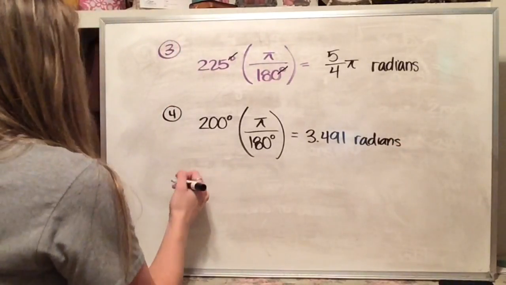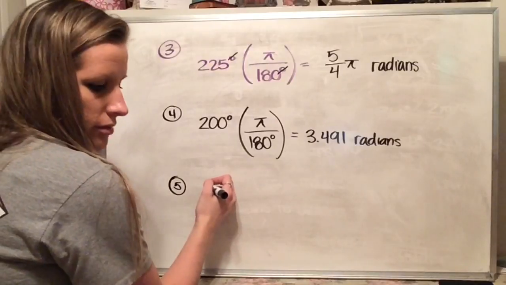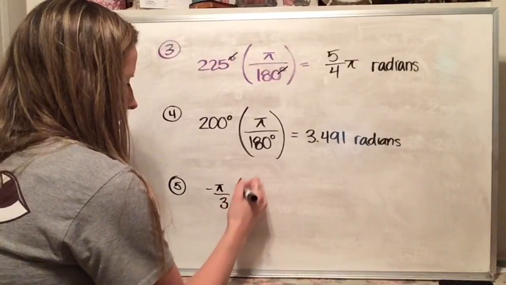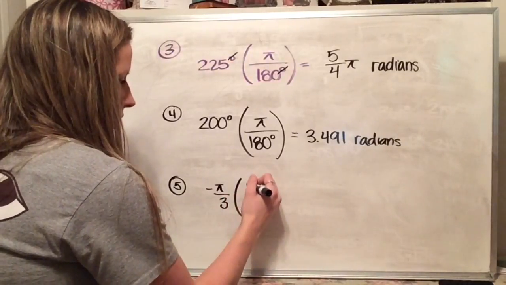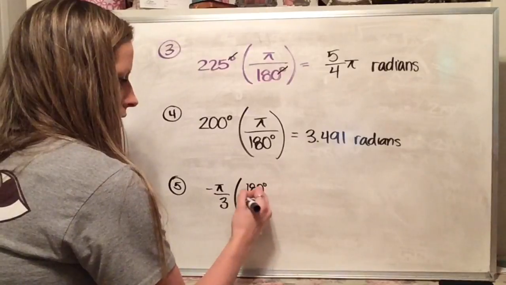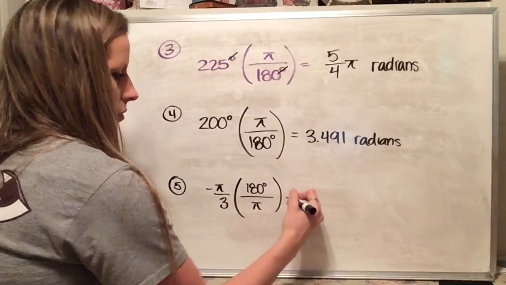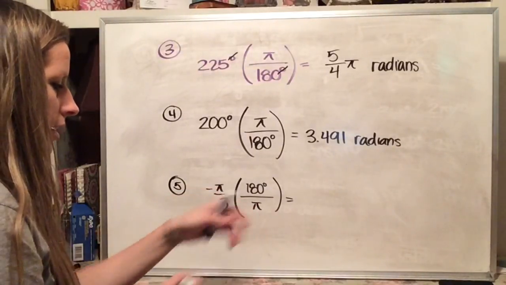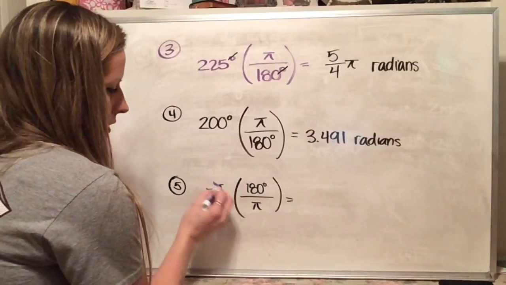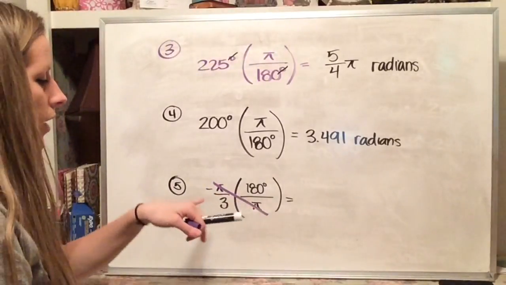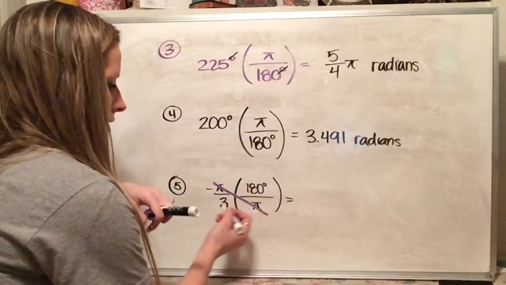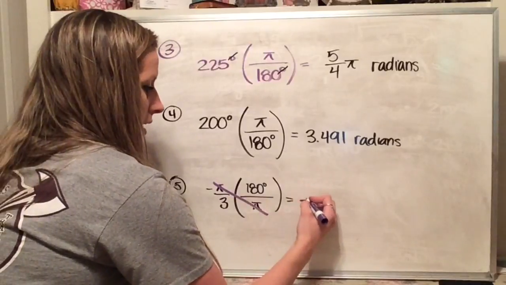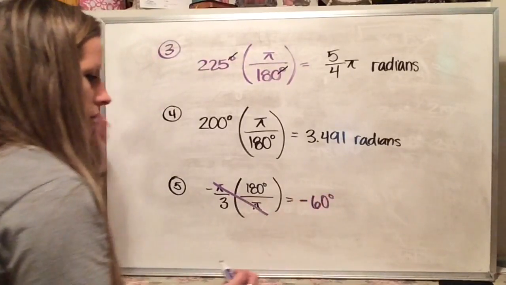Okay, number 5, we're going to go from radians to degrees. So we're going to take pi over 3 and convert it to degrees. So we're going to have degrees on top, radians on bottom. See how you have a pi in the numerator and the denominator? Those will cancel out. And so now I have 180 degrees divided by 3. Okay, so that would give me 60 degrees.